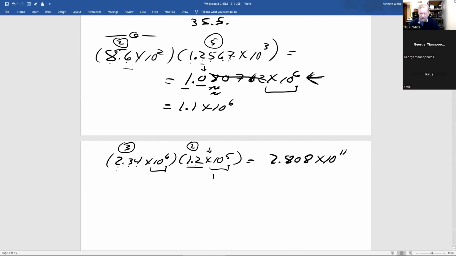This number right here. Keep the first non-zero number or significant figure, 2. The next one is 8. Those are 2 significant figures. The next number we use to round off. Is that 4 or less, or 5 or higher? The answer is it's 4 or less. And I'm going to drop that and drop that. And the answer would be 2.8 times 10 to the 11th.